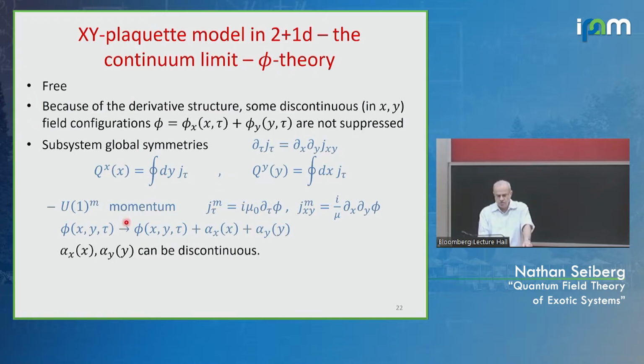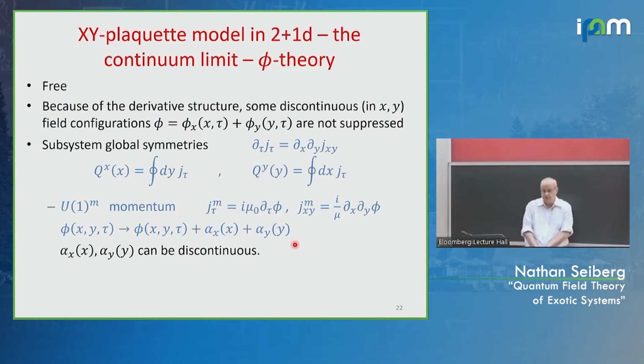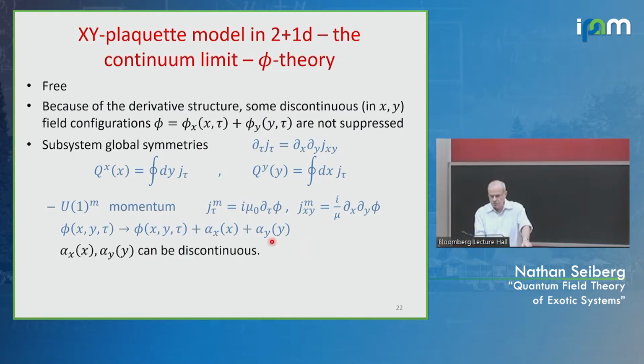The way it acts on the field, it shifts phi by an arbitrary function of x plus an arbitrary function of y. So in the continuum, this is an infinite dimensional symmetry group. The group of transformations is infinite dimensional because we can shift phi by an arbitrary function of x plus an arbitrary function of y, including discontinuous functions.